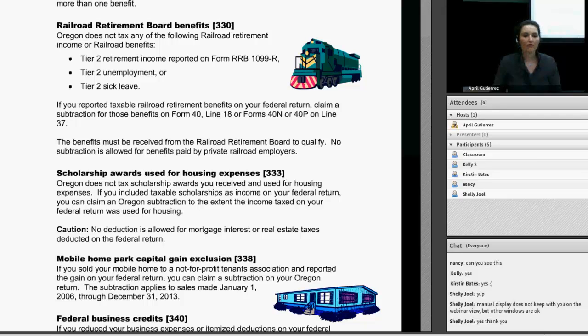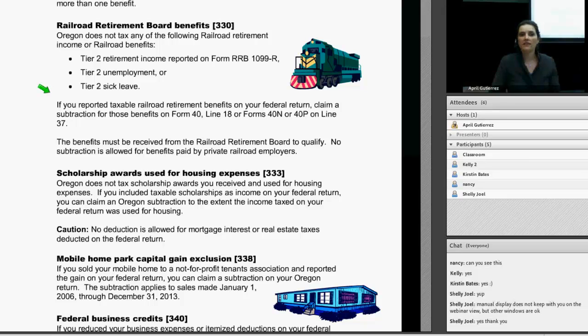Railroad Retirement Board benefits, code 330. Oregon does not tax any of the following railroad retirement income or railroad benefits. Tier 2 retirement income reported on Form RRB 1099-R. Tier 2 unemployment or Tier 2 sick leave. We already know that Oregon does not tax Social Security, and it does not tax the railroad equivalent of Social Security, but that subtraction is taken earlier on the Social Security line. This is a separate subtraction claimed on the other subtraction line, and it has to do with Tier 2 benefits.